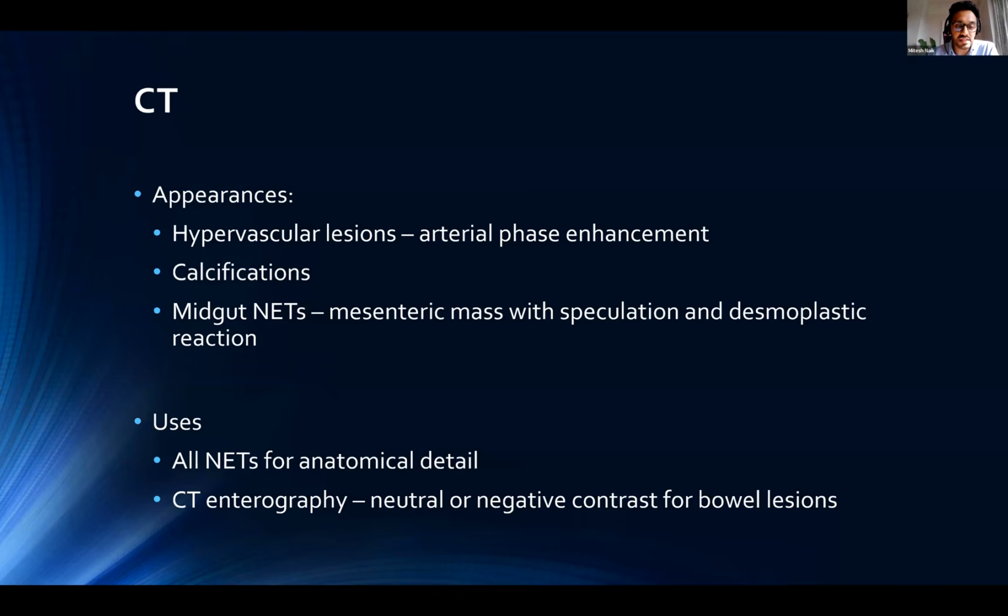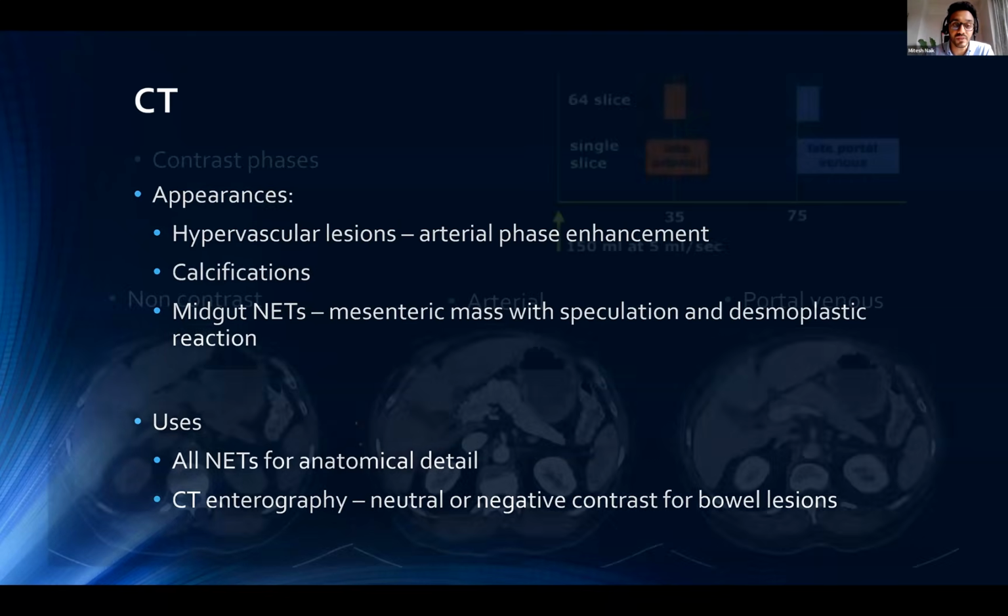So in terms of use of CT, essentially all neuroendocrine tumors really, to get the anatomical detail that you require, are being worked up for surgery. And in addition to that, optimization of CT for assessment of bowel can be performed. So doing CT enterography, or even potentially CT colonoscopy using a neutral or negative contrast agent to highlight luminal lesions.